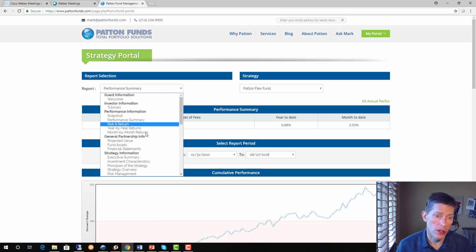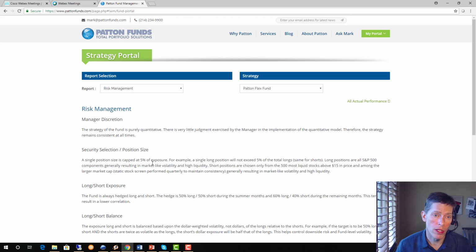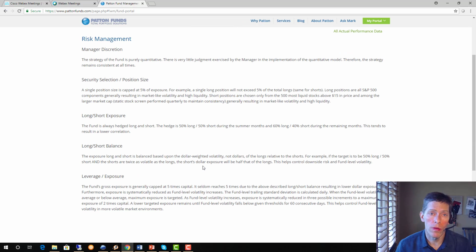And I'm going to slide down here to this risk management report and just highlight a few of the things that are in place to control risk. Number one is manager discretion, me being the manager. Very little discretion over the portfolio. We've done research and we have a model, the rules-based model that we stick to. Sometimes I have to make a very, very small amount of discretion, but virtually never, and very little if it is. So we stick to this model.